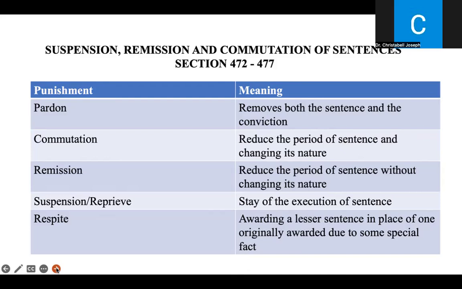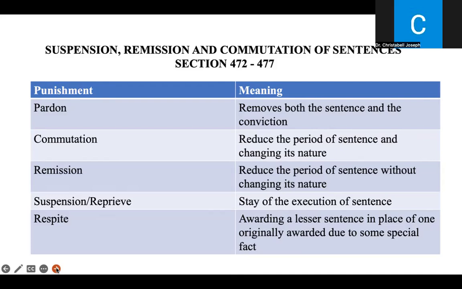The first term is pardon. We all know that pardon is granted by the President of India under Article 72 of the Constitution and by the Governor of the state under Article 161 of the Constitution of India. By pardon, we mean that it removes both the sentence and the conviction. We'll move on to the next term, that is commutation.